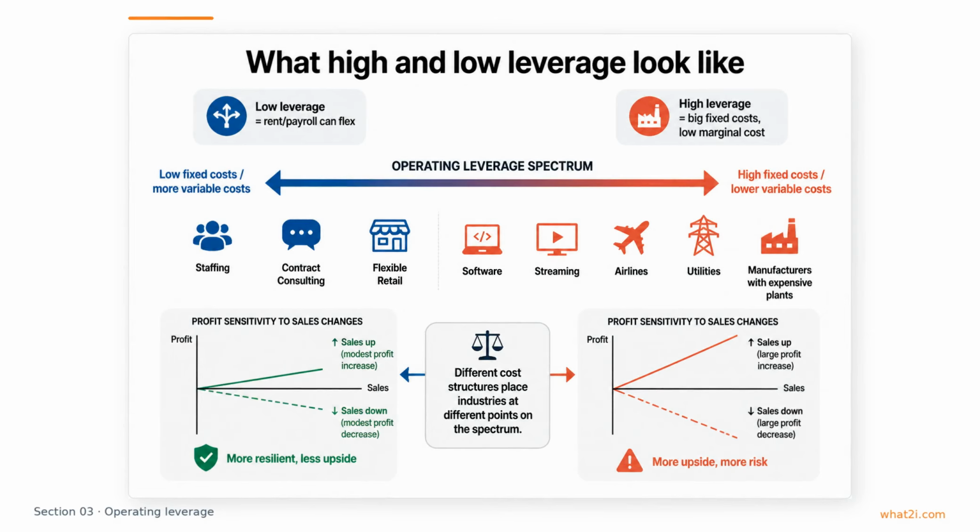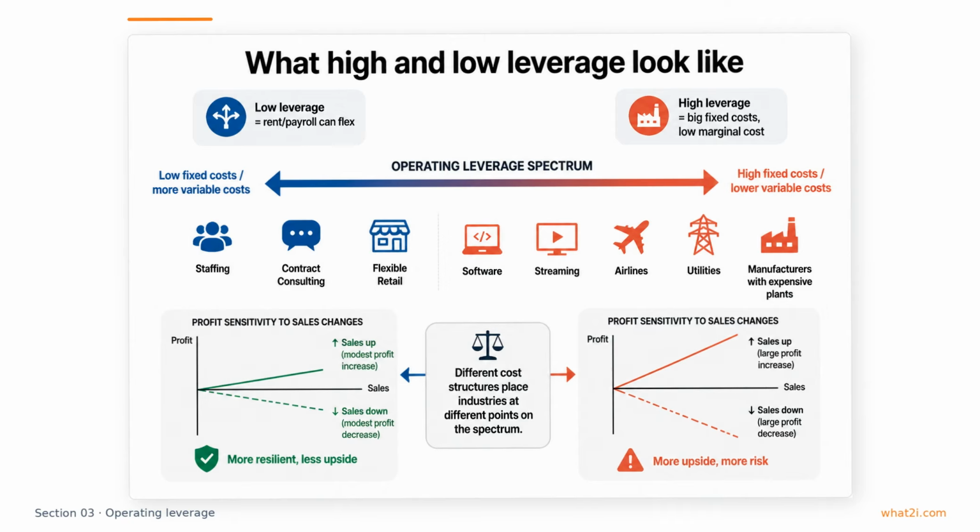Different industries sit at different points on the operating leverage spectrum. Software, streaming, airlines, utilities, and manufacturers with expensive plants often have high fixed costs and lower marginal cost per additional unit, so their earnings can swing sharply with demand. Staffing firms, contract consulting businesses, and flexible retailers often carry lower fixed costs and more variable costs, so their profits move more gradually. High leverage usually offers more upside when sales grow, but it also brings more downside when sales weaken. Lower leverage can mean less dramatic profit expansion, but often more resilience.